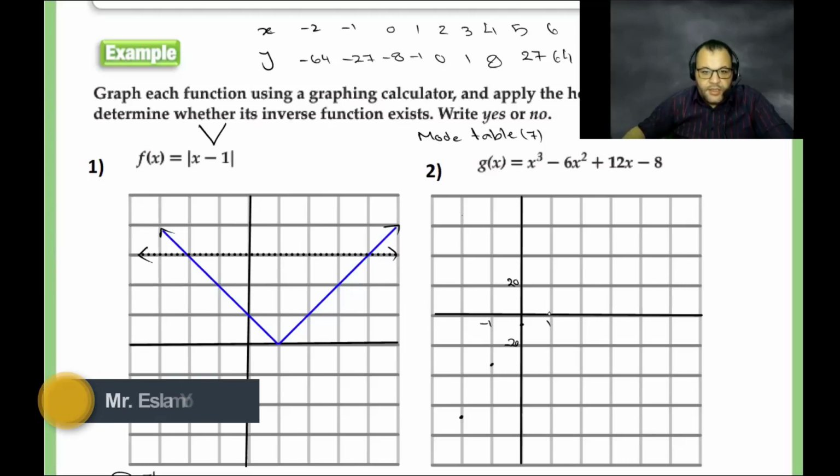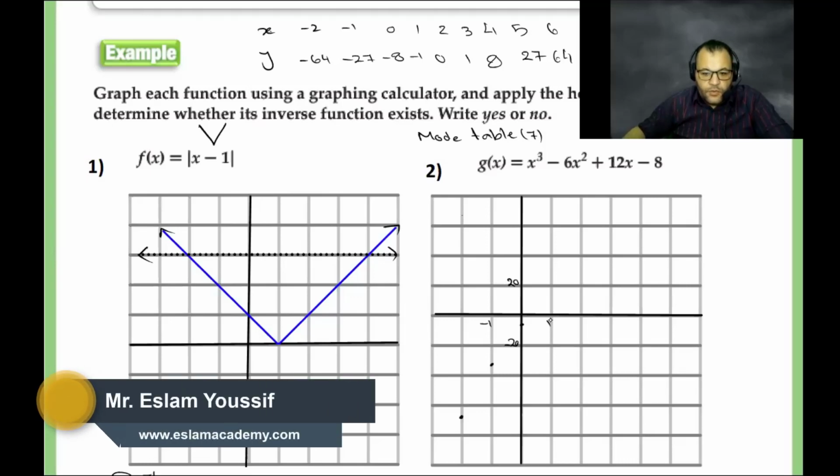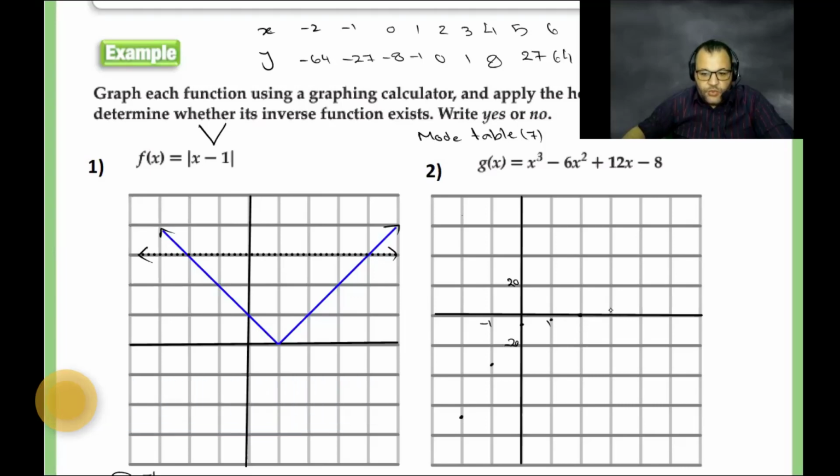1 and negative 1 would be here. 2 and 0. 3 and 1. 4 and 8 this way. 5 and 27 will be here, and 6 and 64 will be here. So if you want to graph, you will find the graph this way. That's how the graph will look like.